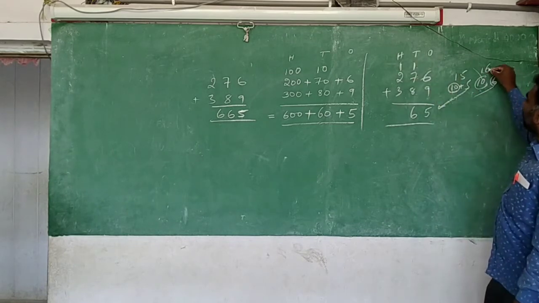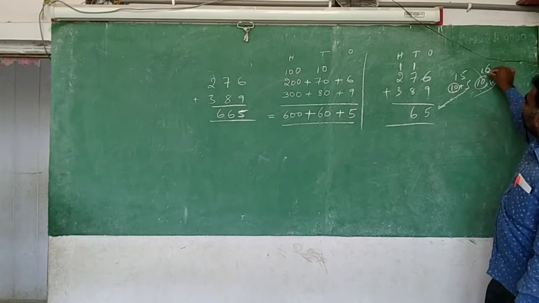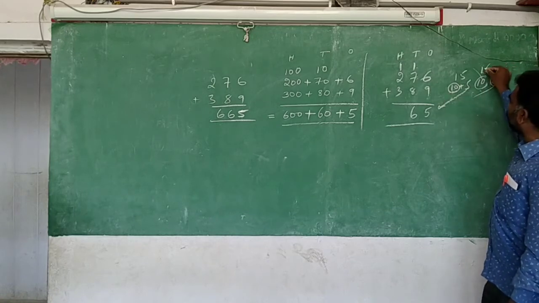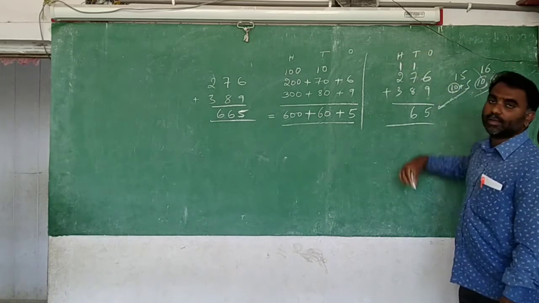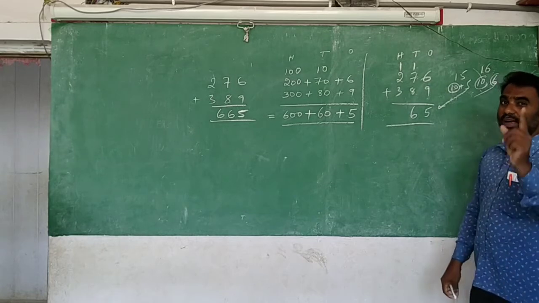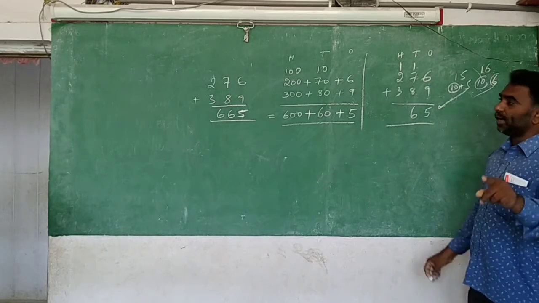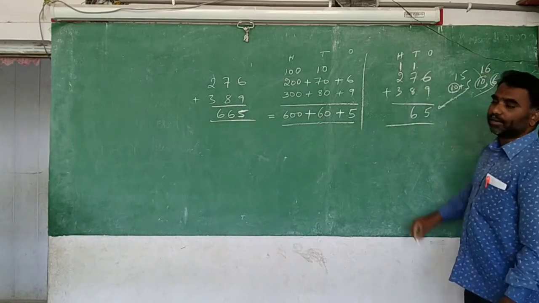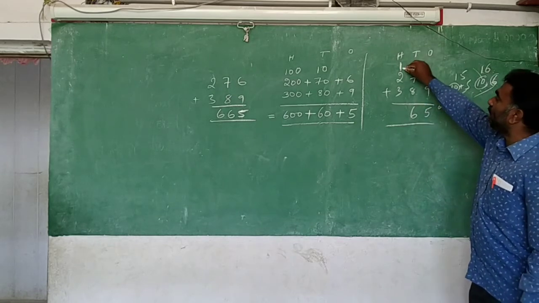16 means 10 plus 6. But 6 only you will take here, not 10. Only 1 you will take, because it is only 100. So we will write 1 only as the carry. Okay, now if you add it here, 1 plus 2, 3.